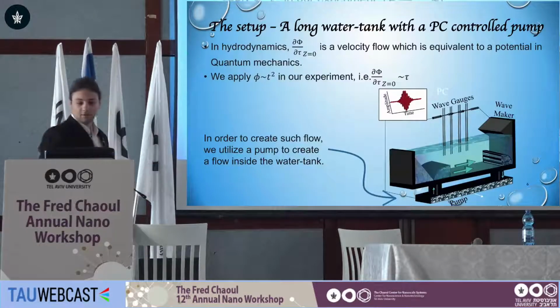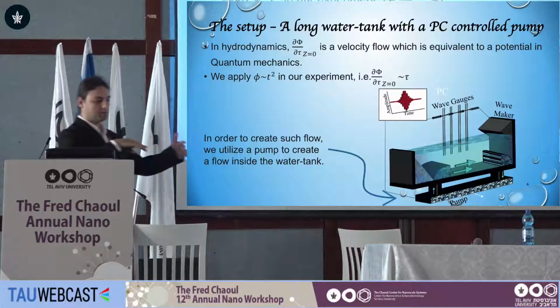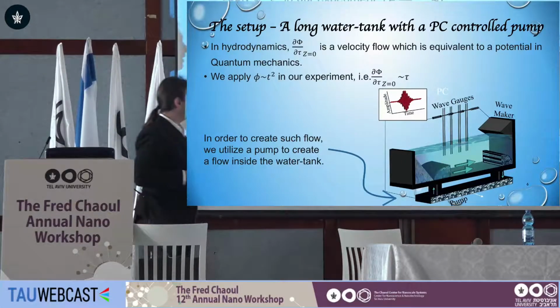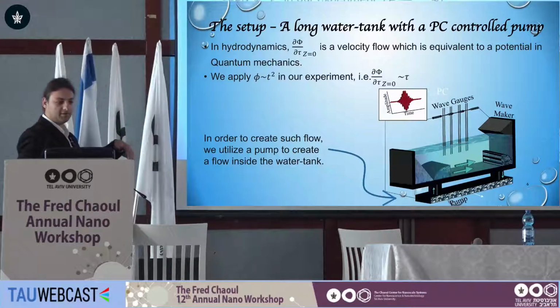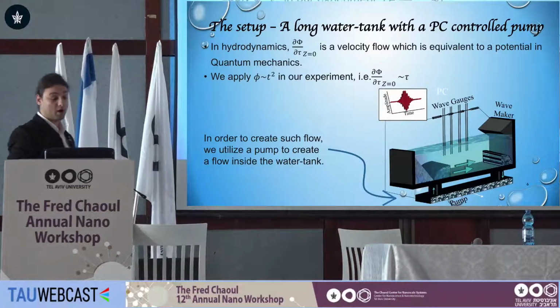So what does our system look like? We have a really big water tank. At one end we have a wave maker that generates waves. These waves propagate along the water tank. We have wave gauges measuring the wave height of these waves. And to induce a potential, we have a pump.